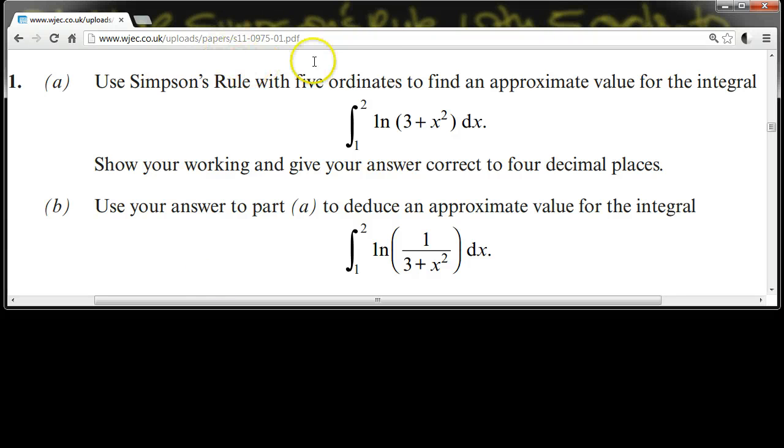Use Simpson's rule with 5 ordinates to find an approximate value for the integral of log(3 plus x squared) between 1 and 2. Show your working and give your answer correct to 4 decimal places. Use your answer to part A to deduce an approximate value for the integral of log of 1 over (3 plus x squared) between 1 and 2.